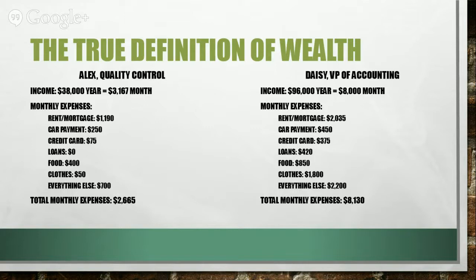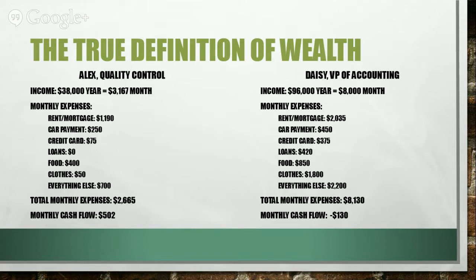But everything else, again, maybe she has a soccer team for her child. What she might spend in gas. Maybe she likes going to the movies, birthday presents, whatever. On average, she spends about $2,200 a month just for these items. So her total monthly expenses is $8,130.